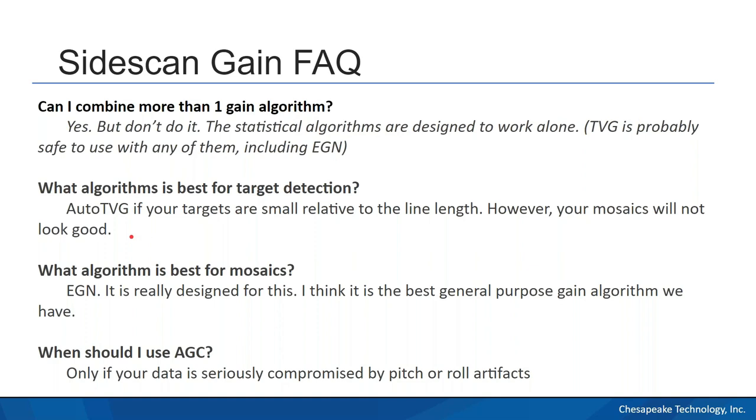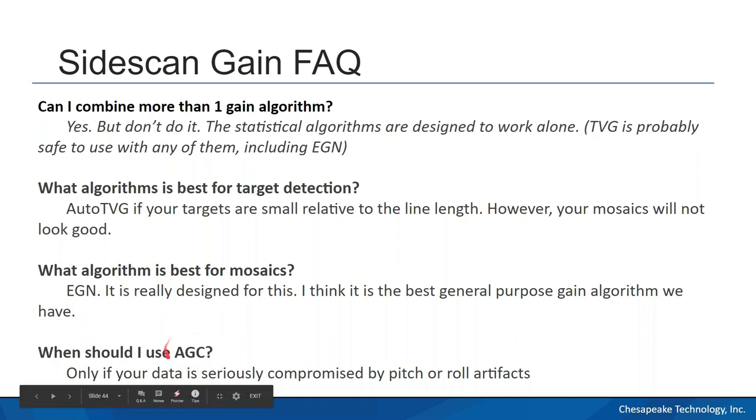What algorithm is best for target detection? I would probably go with auto TVG if my main objective was to look for small targets on the seafloor. I would start with that. However, your mosaics are not going to look good. That is not the algorithm I'm going to use. The best one for mosaics is EGN. It's designed for that, and it does a very good job. In fact, I think EGN is probably our best general purpose algorithm. My usual recommendation to beginners in SonarWiz is to start with EGN. If that doesn't look good for your purpose, then try auto TVG if that's what you're going for.